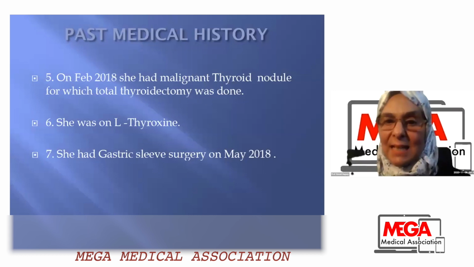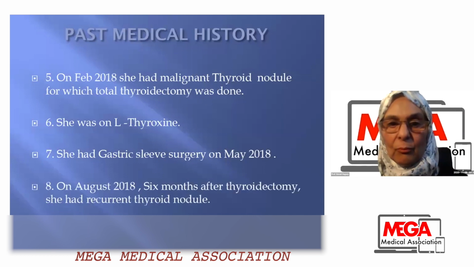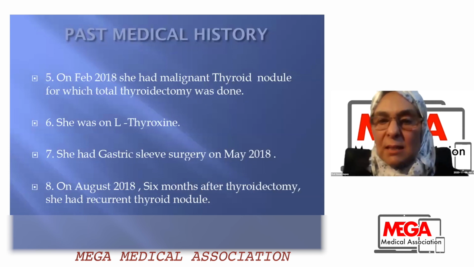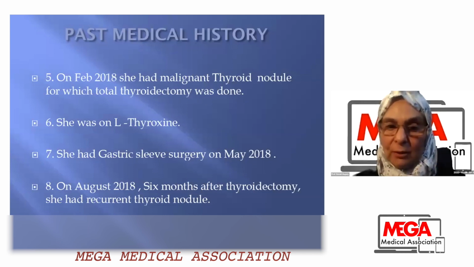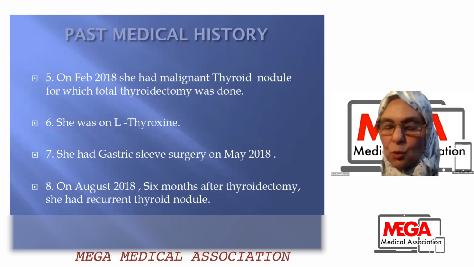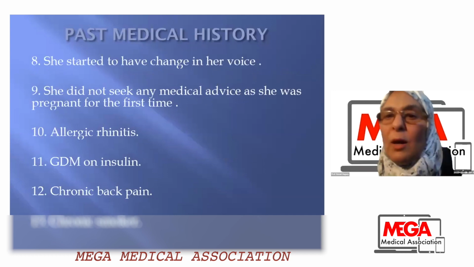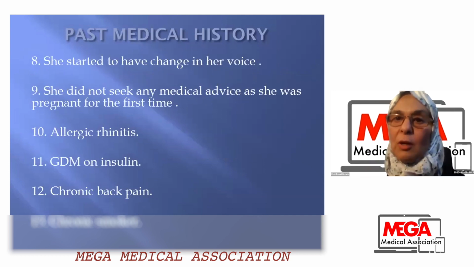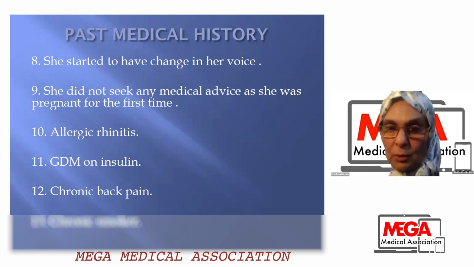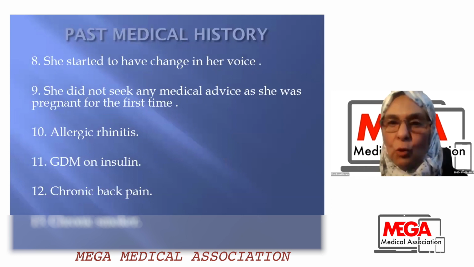She had a gastric sleeve surgery in May 2018. In August 2018, which is 6 months after her thyroidectomy, the patient had a recurrent thyroid nodule. She also started to have a change in her voice after she recognized the recurrent nodule. So this could alert us that it may be a malignant nodule invading one of the vocal cords. It's one possibility that came to our mind in her first visit to our PEC.